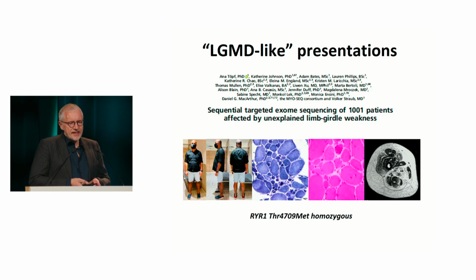And in these cases, the muscle MRI may also be very helpful, because it is quite distinct from some of the muscle MRIs which Volker has shown earlier in the more common limb girdle muscular dystrophies, which have a different and distinct pattern from those who have ryanodine receptor mutations.